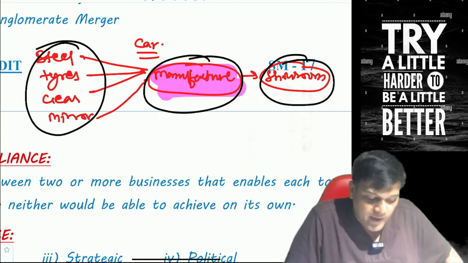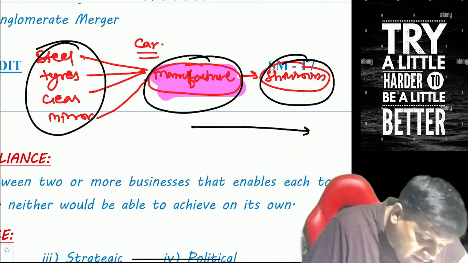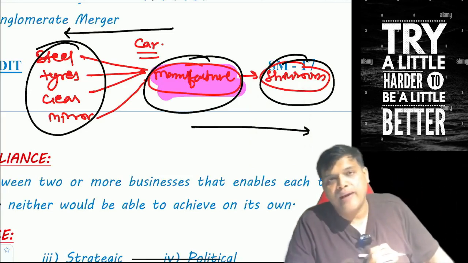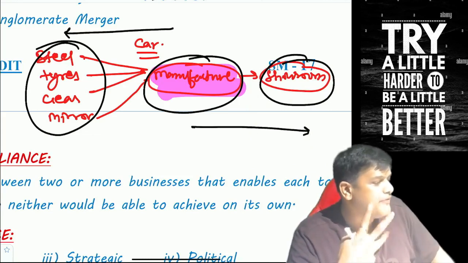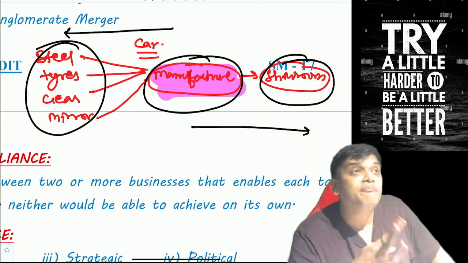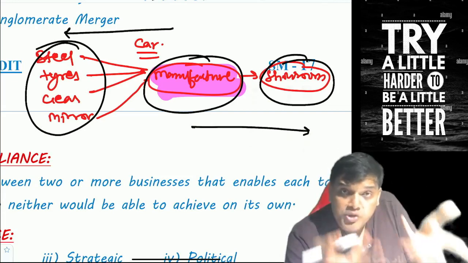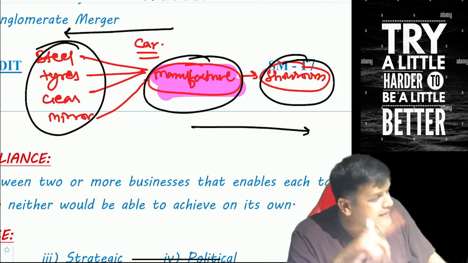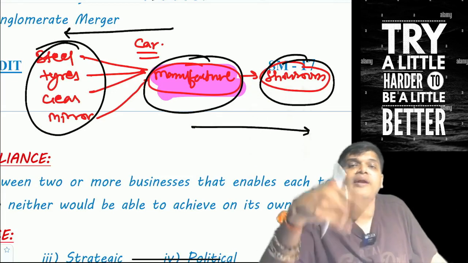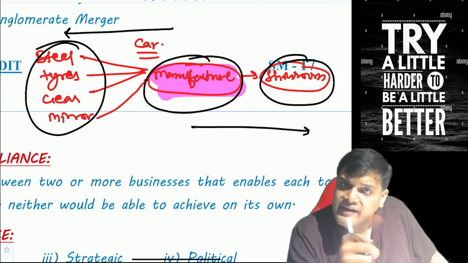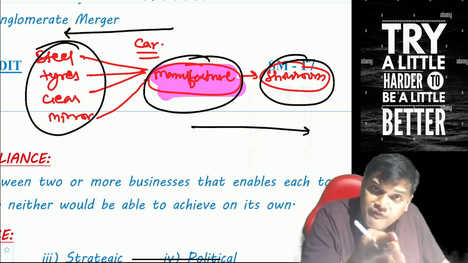What is the meaning of forward? If you go into the next scenario, that is called forward. And backward, if you come back to the earlier scenario, that is called backward. Everybody listen carefully. If I am a car manufacturer and I myself put up a showroom and start selling cars, this is called vertical integration, specifically forward integration, because I am going in a forward chain.